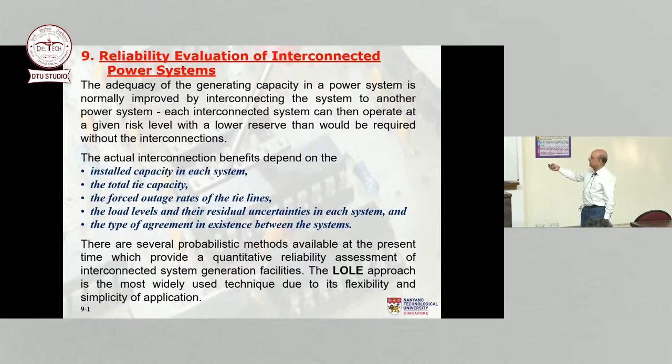Last but not least, the type of agreement. This is obviously the most important. You have to write down on paper and get it signed by both sides as to when you will support, how much you will support, how much it is going to cost, and things like that. So the agreement is very important, and I'll share with you some of the agreements that these interconnected systems usually have. There are several probabilistic methods available which provide a quantitative reliability assessment of interconnected system generating facilities.